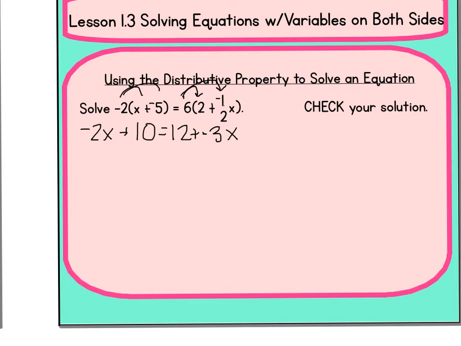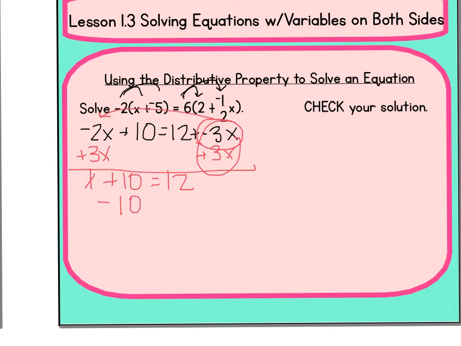I'm going to start combining everything together. Remember, we wanted our x's together and we want our numbers together. So I'm going to start by getting our x's together. I'm going to choose to move these x's to the left-hand side by adding 3 x's to both sides. Negative 2x plus 3x gives me 1x, or just x, plus 10 equals 12. And then I have to subtract 10 from both sides to get x equals 2.